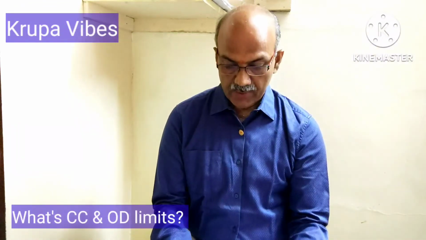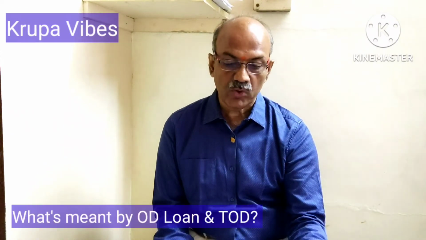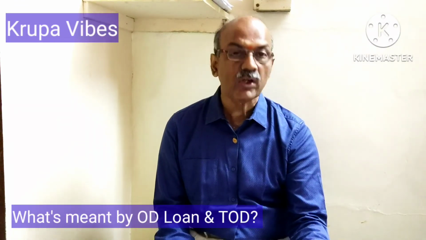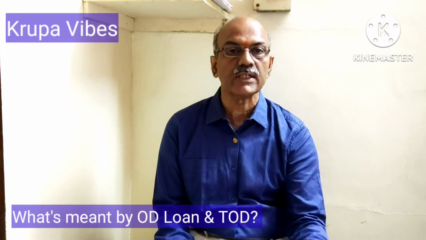So what is the OD limit in a bank? An overdraft limit account is a running account in which you can deposit and withdraw an amount anytime up to the specified limit. The bank levies interest on the overdraft amount used by the borrower at a predefined rate. Interest is calculated daily and debited on a monthly basis. So this has to be paid every month.